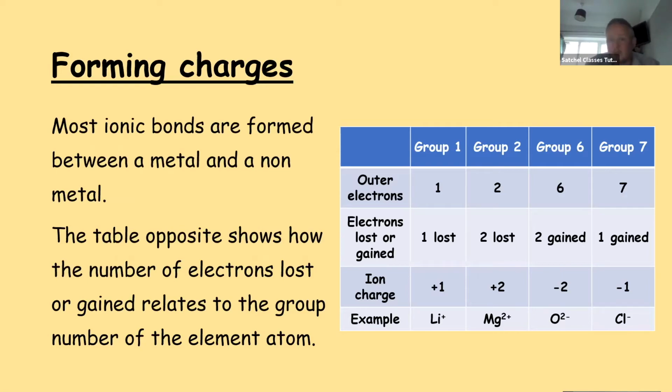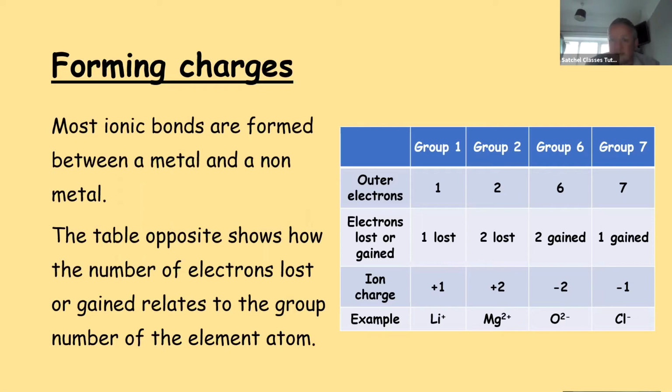Group 6 and 7 are non-metals. We've already said that non-metals gain electrons to gain full shells. If you're in group 6, they have 6 electrons in their outer shell. They need 8. So they will take 2. And if they take 2 electrons, that will give them an overall charge of 2-. So, for example, oxygen in group 6 will form an O2- ion.